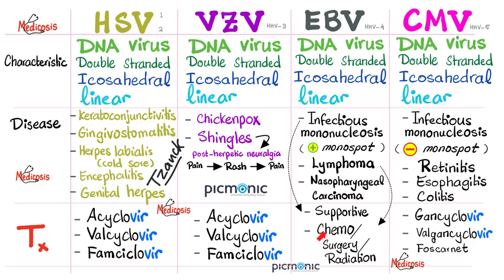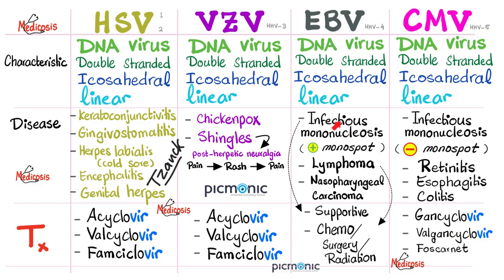Treatment for all of them is acyclovir or valacyclovir or famciclovir, but for CMV it's different. It's not acyclovir, but rather ganciclovir. What if this CMV is resistant to ganciclovir? Then you should use foscarnet instead.